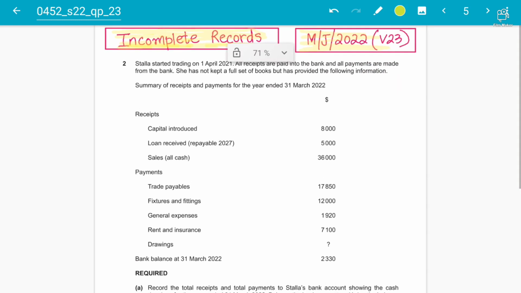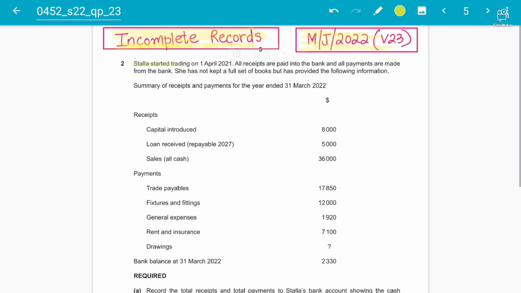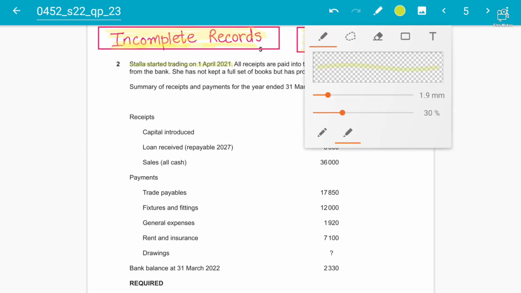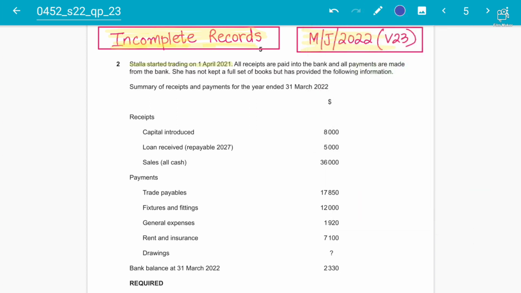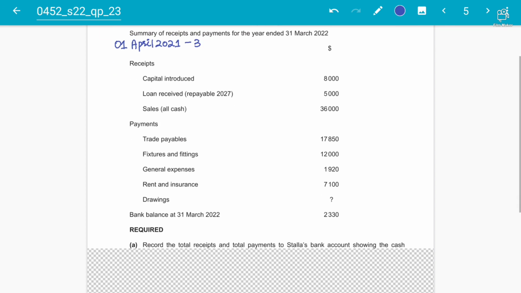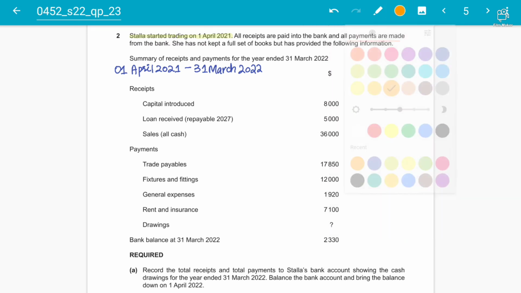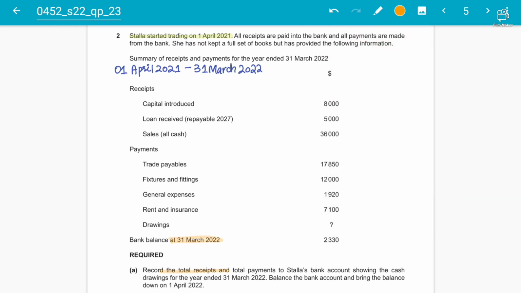So we have a person, Stella, or whatever pronunciation you want, but Stella is starting trading on 1st April. Once you read this information, you should be very clear, students, that the year is starting on 1st April 2021 and the year will end on 31st March 2022, as written at the end of the first question. If it's starting in April, we are going to end it in March. It's written here, bank balance at the end of the date, and this is how it goes.